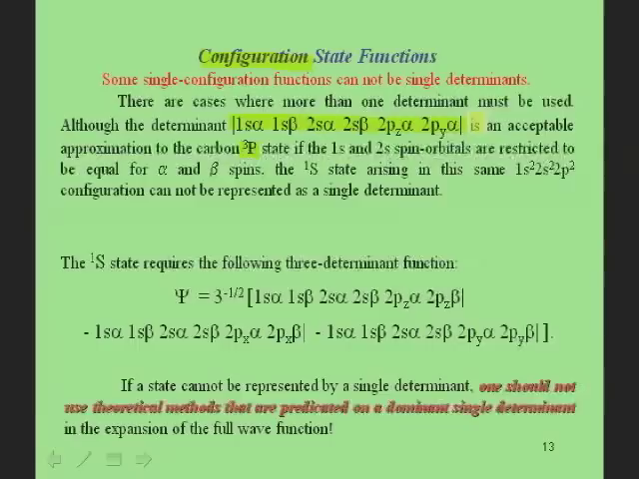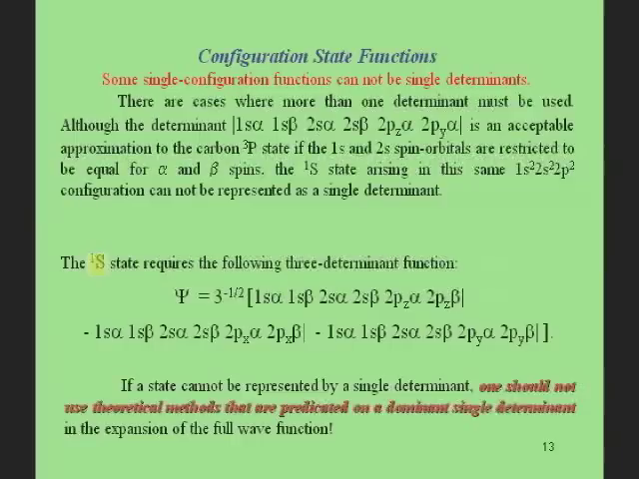See, state is the triplet p, or singlet d, or singlet s. So configuration state function. So in the case of carbon, for that particular state of carbon, we could use a Hartree-Fock starting point because there exists a single determinant that is consistent with the configuration and the state.